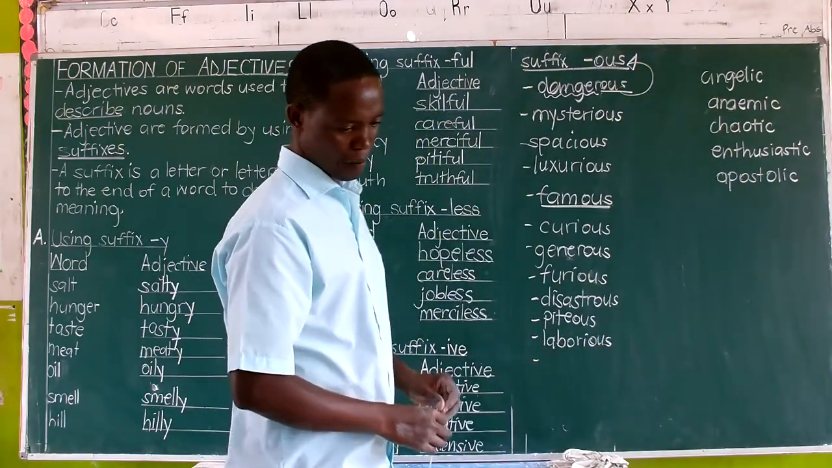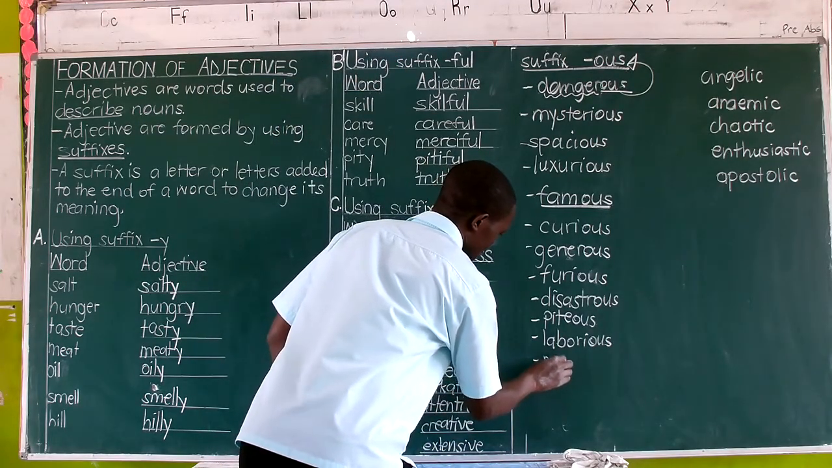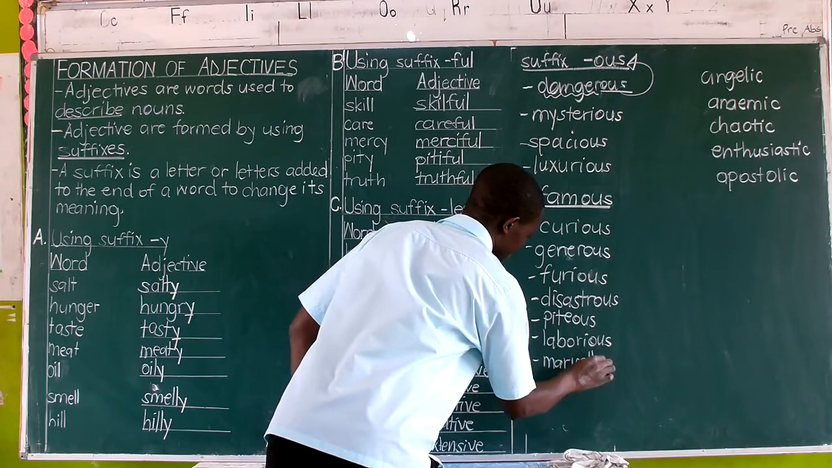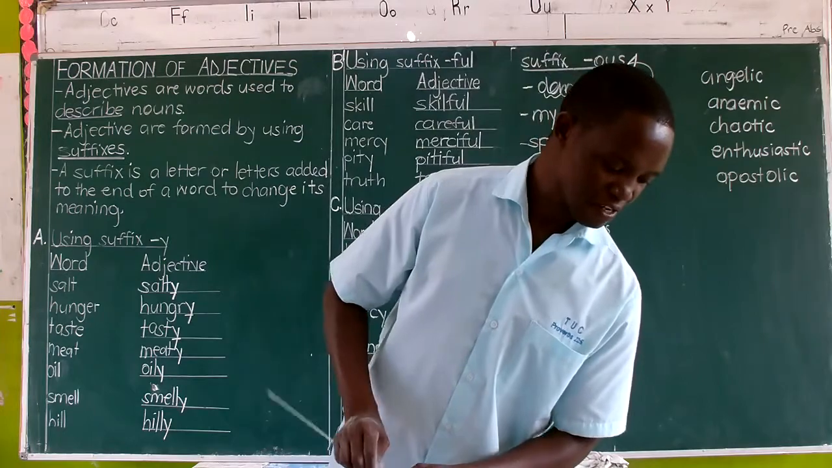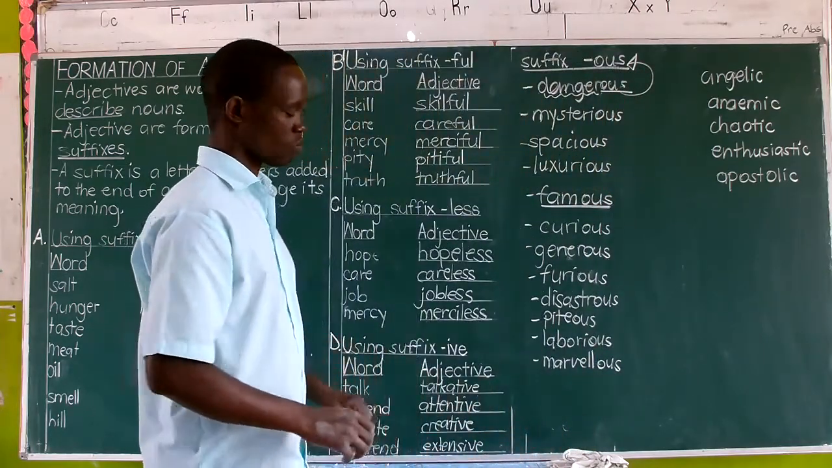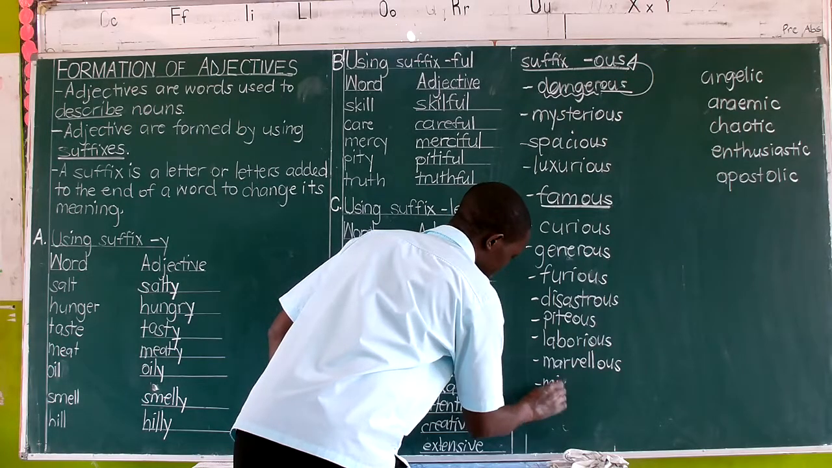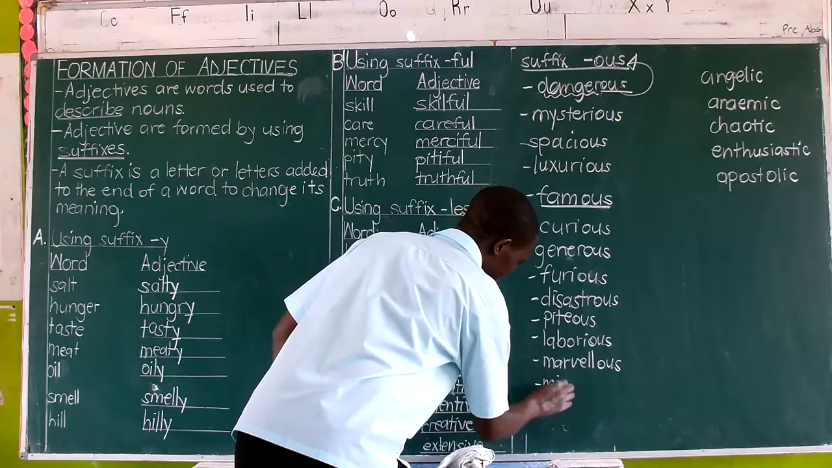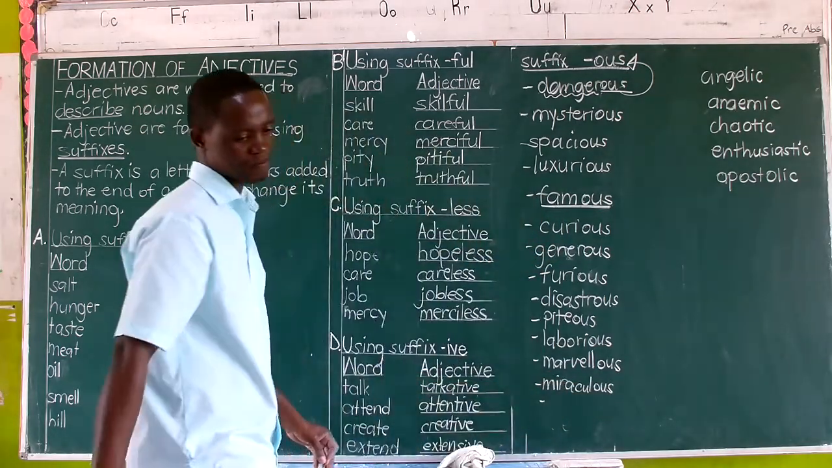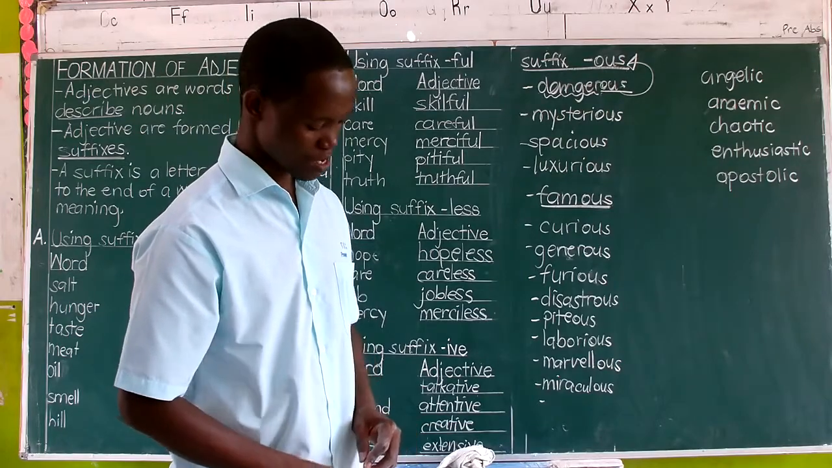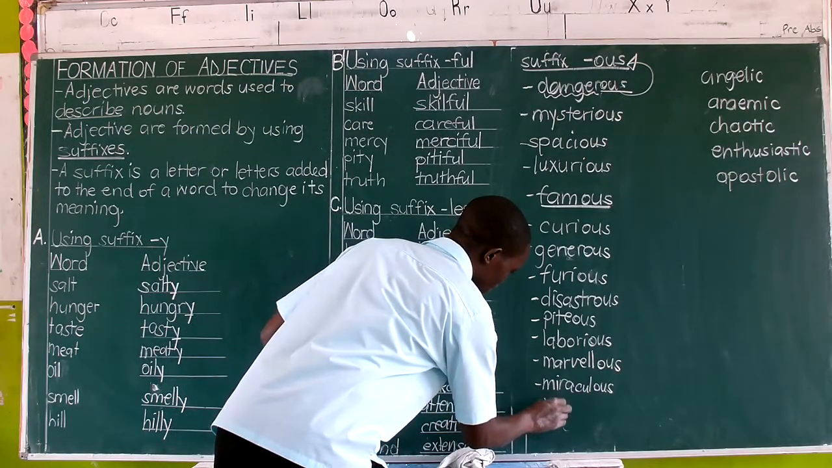What next? Marvel. That is marvelous. Master spellings, master that double L in marvelous. Next, miracle. Miraculous. Next word after miraculous is vigor, and vigor changes to vigorous with a lot of energy.